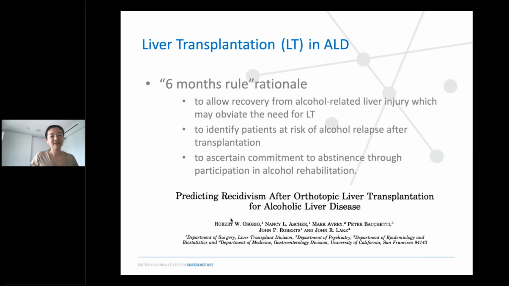completely understood, but this paper by Osorio is one of the original papers that talked about the 6 months rule as a predictor for alcohol relapse. I have to say that this is a problematic paper for multiple reasons. It had 37 patients that they were looking at for this paper and 37 matched controls. It was interesting that they were fairly confident that after doing multivariate analysis, because only the 6 months rule was positive, this is evidence for it as a rule to support the selection criteria.